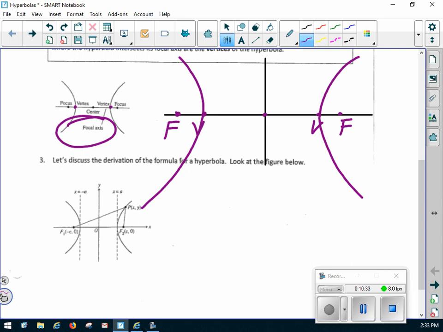A focus is always inside the branch of the hyperbola. A hyperbola has two branches. That's a branch, and that's a branch. So a hyperbola has two branches, and the foci are inside the branches, just like a focus is inside the parabola when you learn about parabolas.